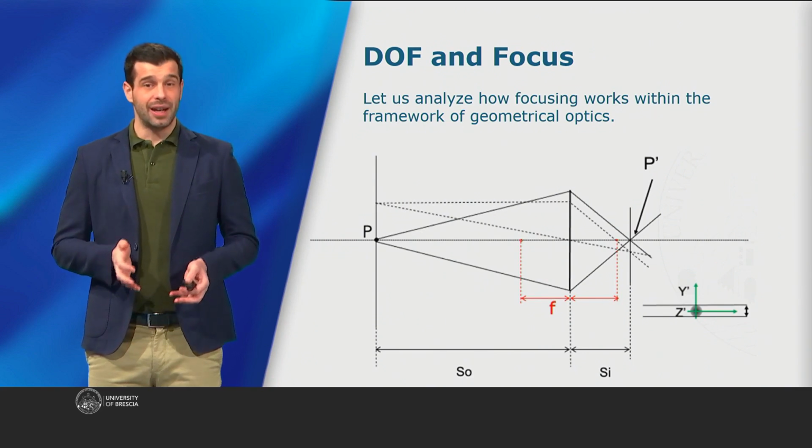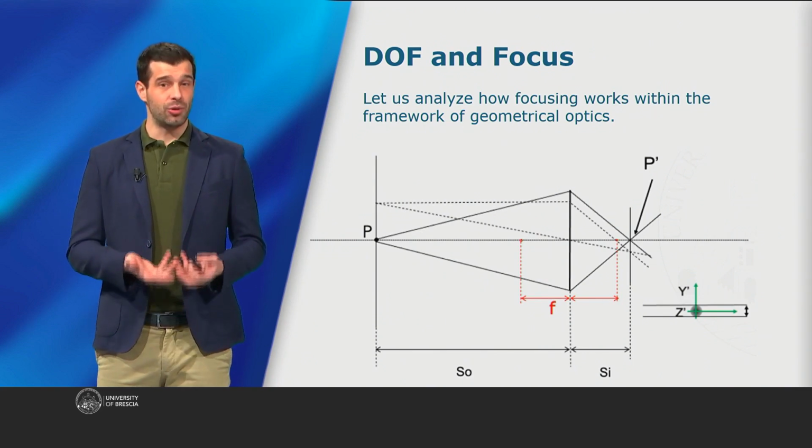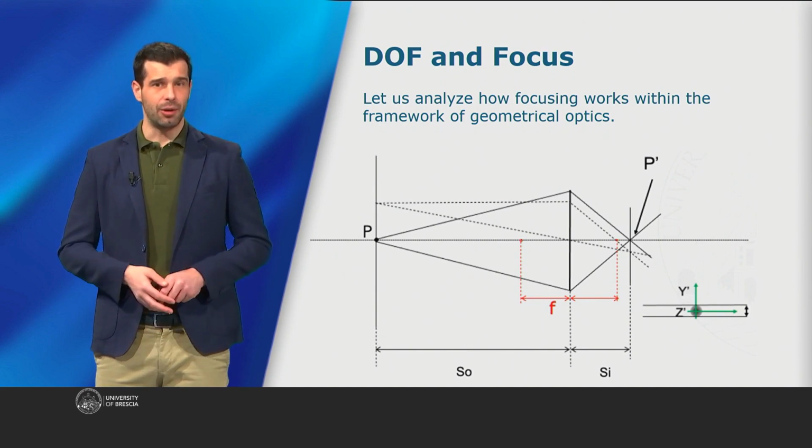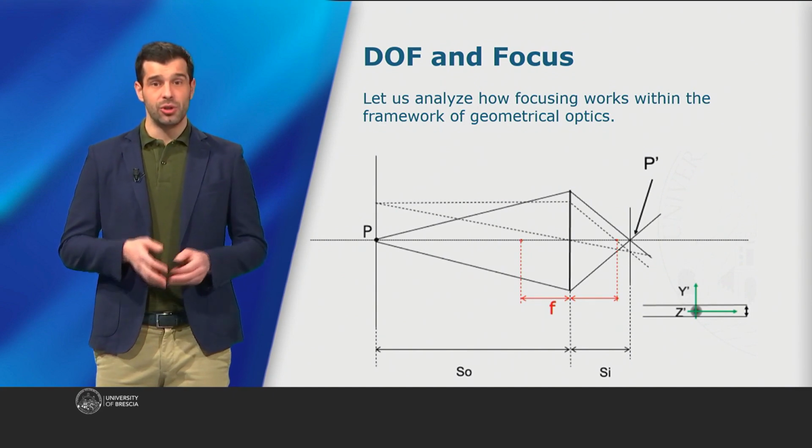Because of these effects, I will always have a point that's slightly out of focus. Since these effects are very small, I will always perceive a point as being in focus, even if it actually isn't. To understand the concept of depth of field, we therefore need to take this effect into account. And to do that, let's go back to talking about geometric optical system.